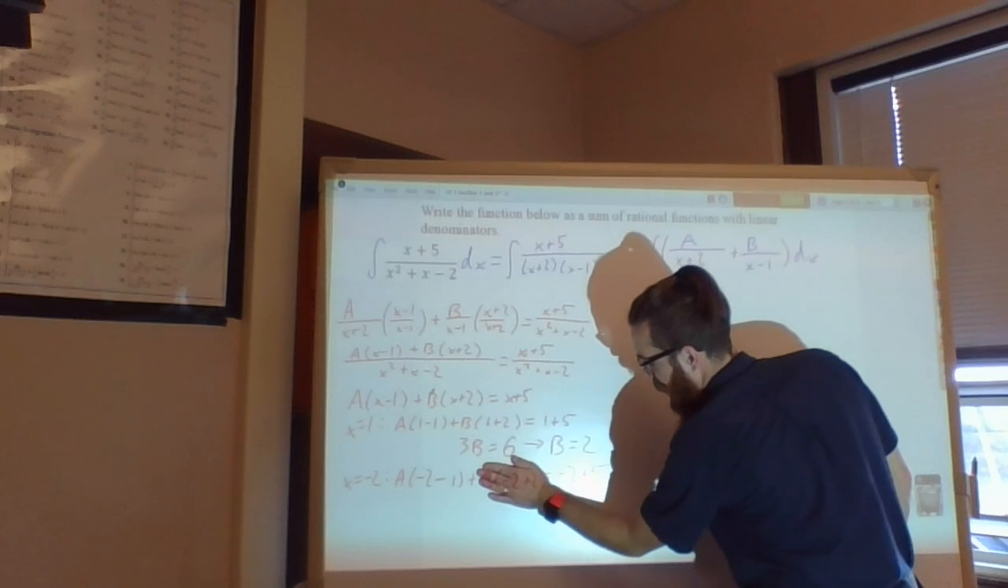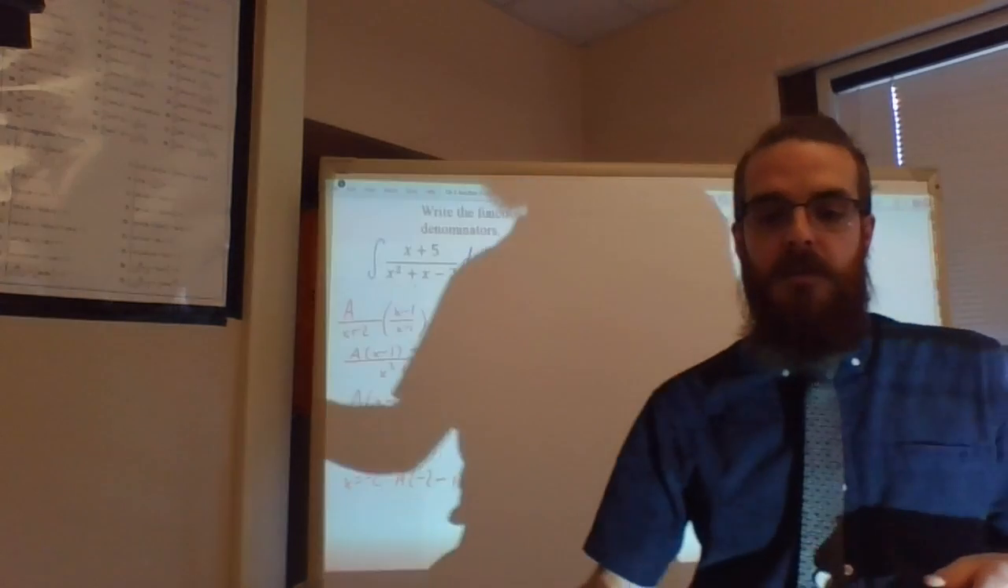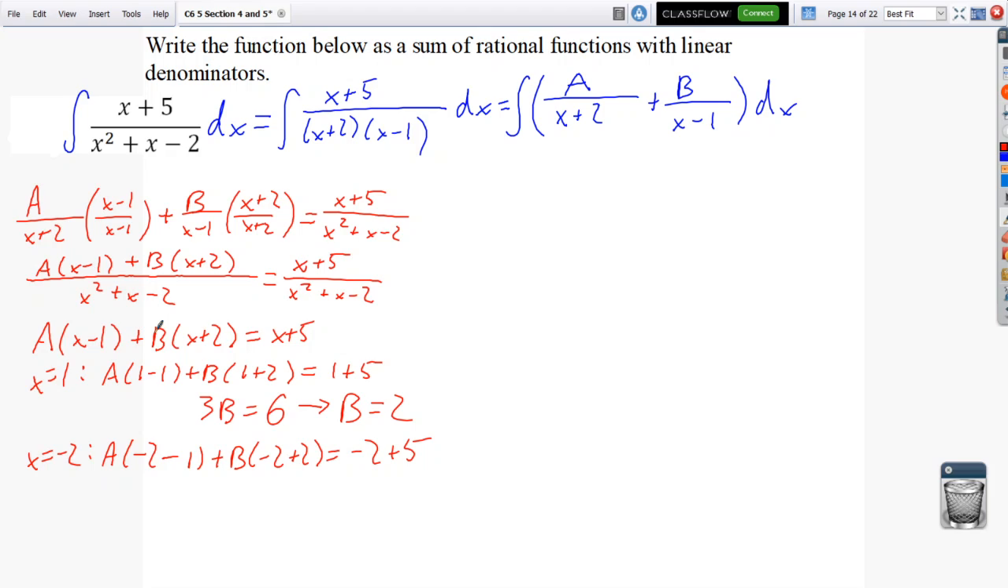I have negative 3a is equal to 3. So again, that's negative 3a is equal to 3, which means, divide by negative 3, a is equal to negative 1. So again, all of this is scratch work.